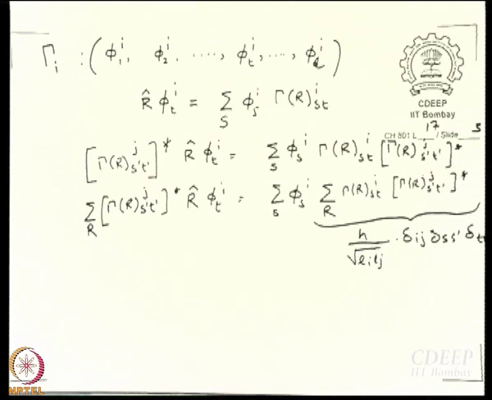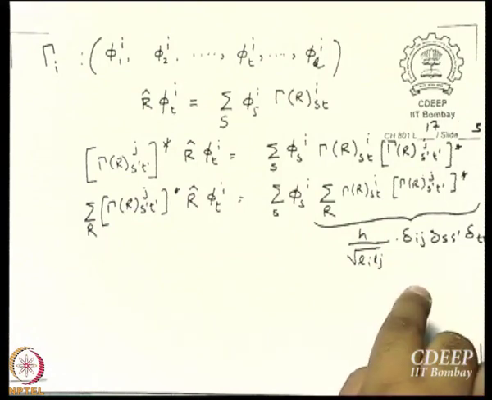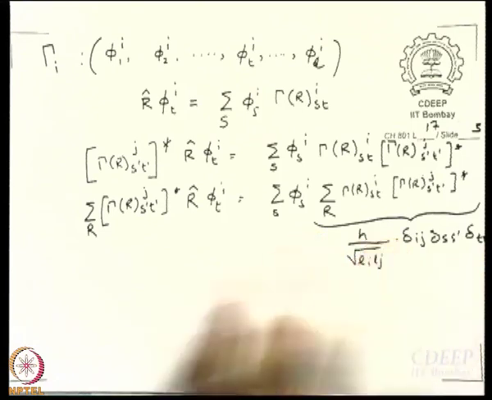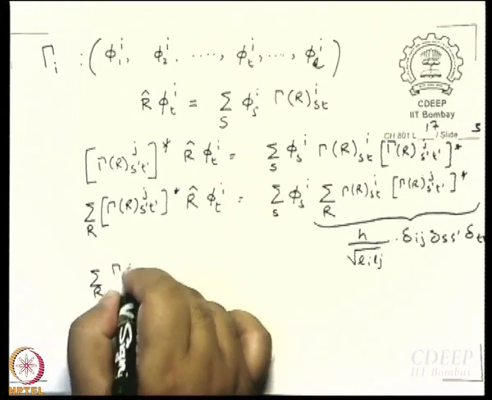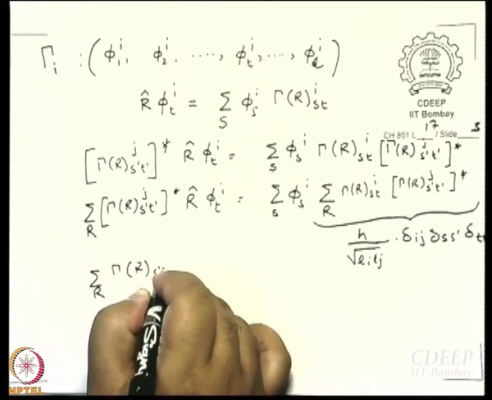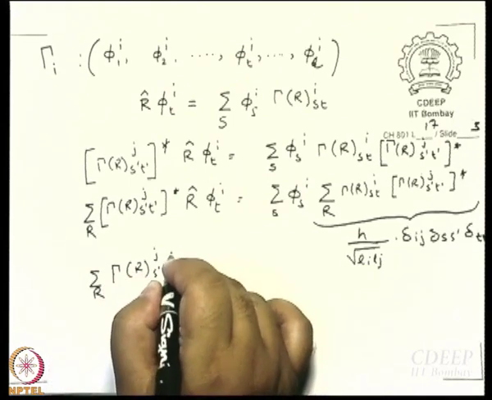Okay. So, how do I simplify life a little more? You put I equal to J, specific value, put S equal to S dash, specific value, put T equal to T dash, specific value. What does the right hand side become then? This part, H by square root of Li Lj, square root of Lj Lj. So, it is H by Lj. Okay. Right, left hand side becomes sum over R gamma of R S dash T dash J star R hat.